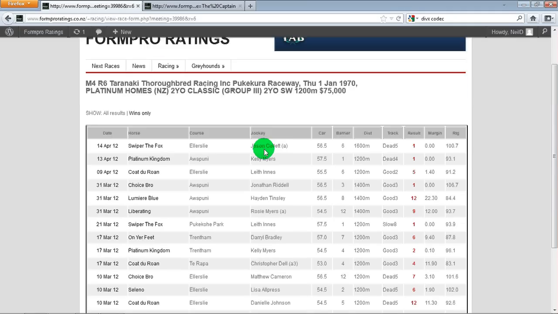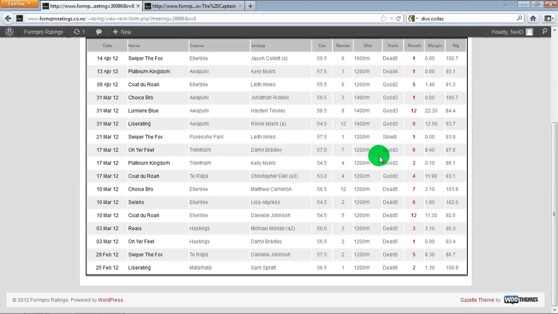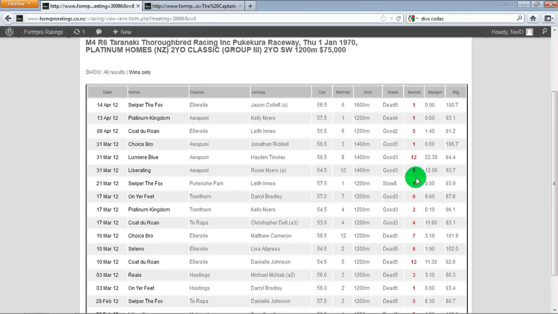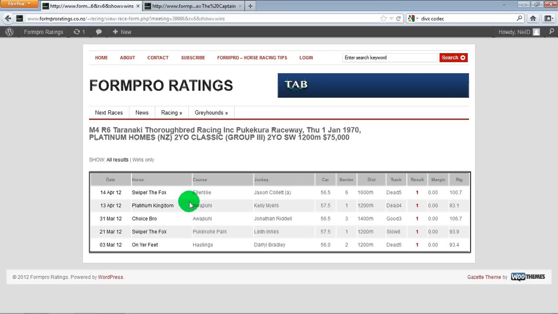Okay, and it shows every horse with their placing that have won and been placed out of there. You can quickly click on just the winners by going wins only and seeing that. Swipe of the Fox, which won at Ellerslie on Saturday, Platinum Kingdom on the other day, Choice Bro has obviously won the Sires' Produce since then. Swipe of the Fox won at Counties, went on to win there again, and On Your Feet won at Hastings.